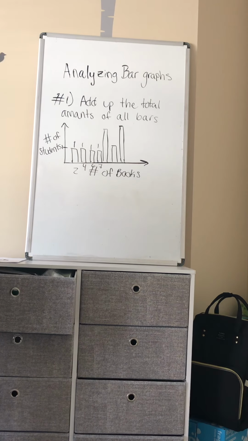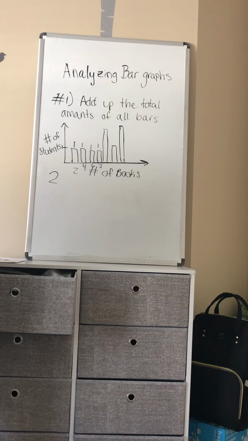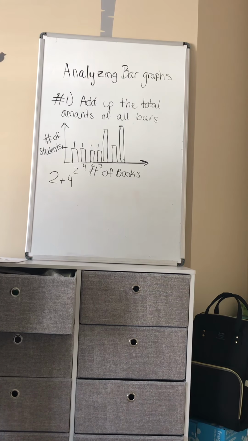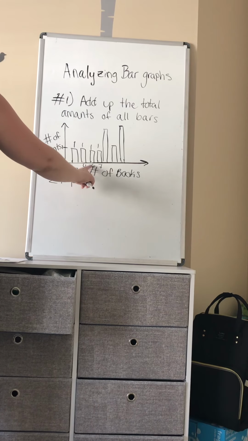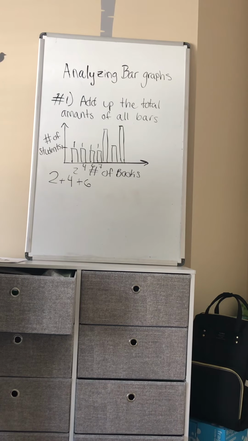Question 2 talks about what's the total number of books read. You can count along the bottom to see how many books were read. Once you find out the number of students, you can take into account how many books each student read based on their column. So if 1 student read 2 books, that's your first number to add. 1 student read 4 books, you're going to add 4 books to that. The third column says that 1 student read 6 books, so you would add 6 books to the total.